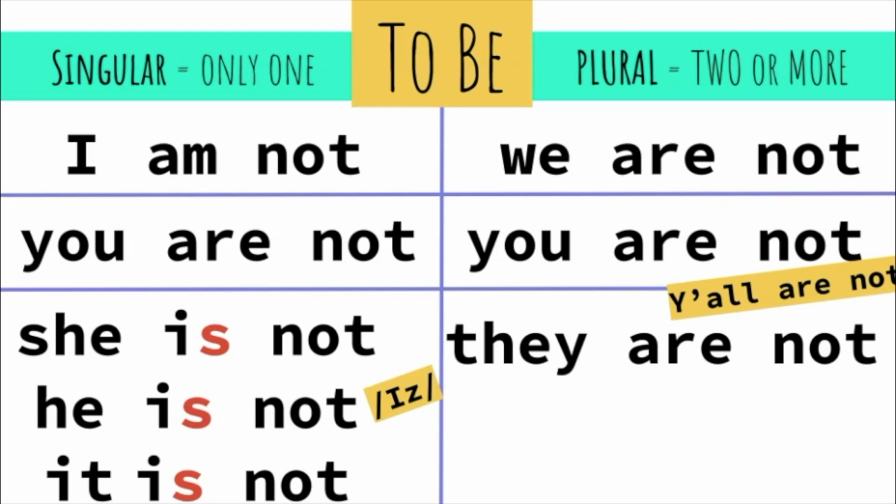Remember the pronunciation of the word is. Is, short I. In Durham, it's very common to hear the word y'all. This means you, plural. Y'all are not. It's not wrong, it's just different.